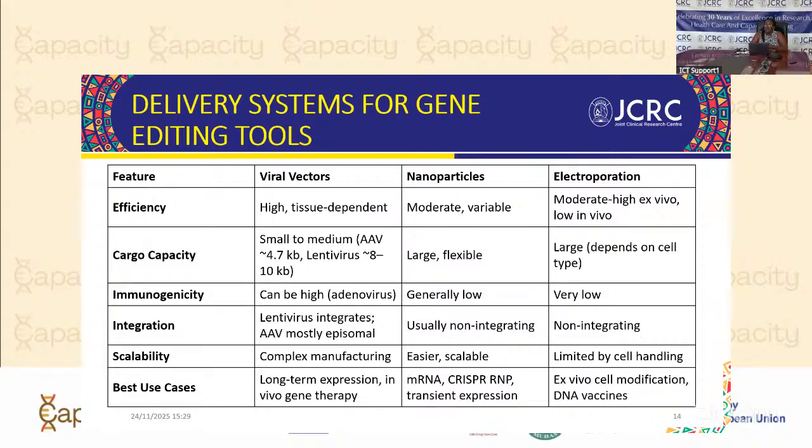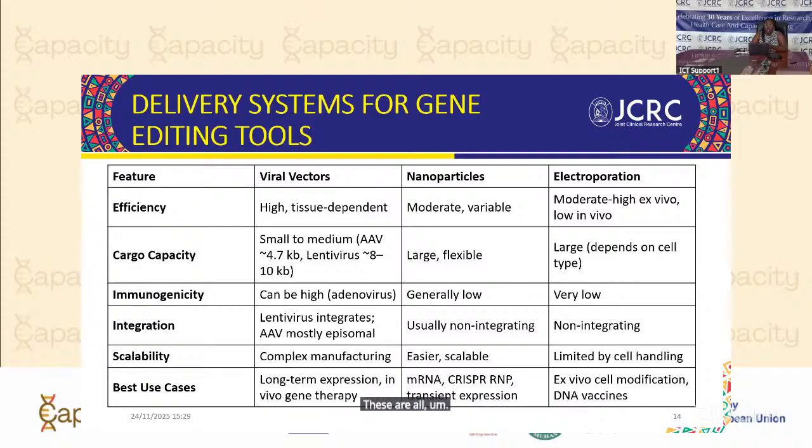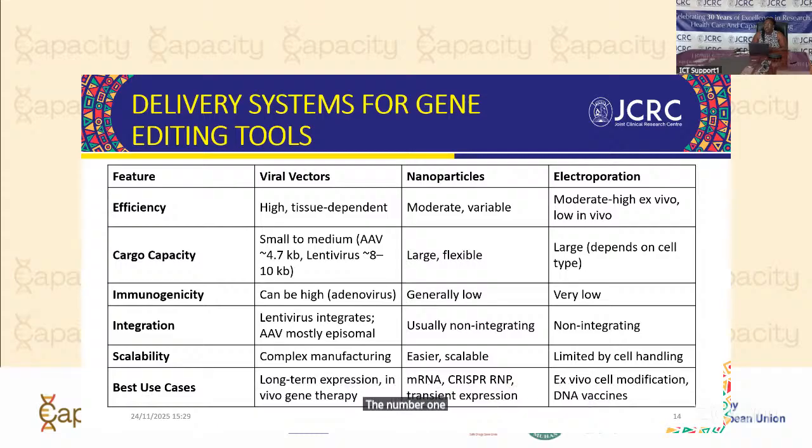And when we talk of CRISPR, we talk of zinc fingers, we are talking of base editors. These are all small molecules, they are enzymes. The question is, how do we deliver them into the cells of interest? The number one delivery system for gene editing tools is viral vectors.